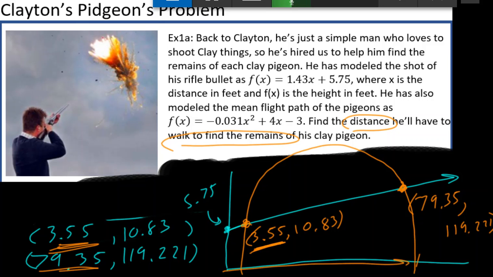So remember, in this case, there are two answers. If he shot it here in the very beginning, he would have to walk 3.55 feet. And if he shot it way over here on the right, which is more likely, he would have to walk 79.35 feet.